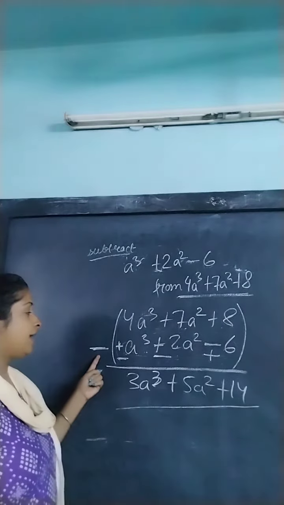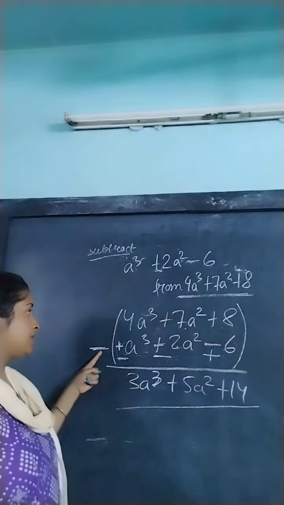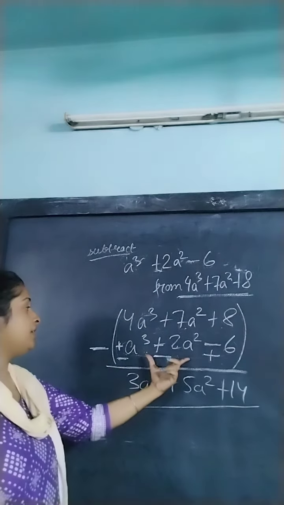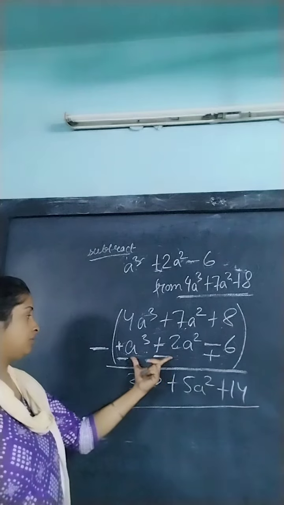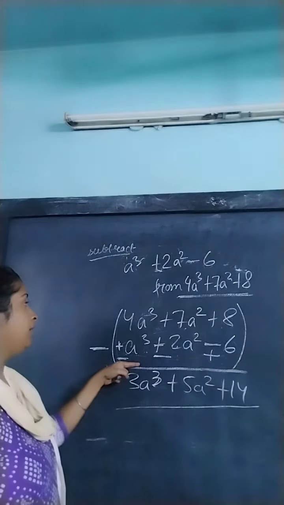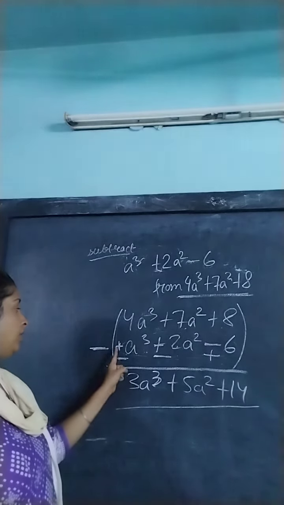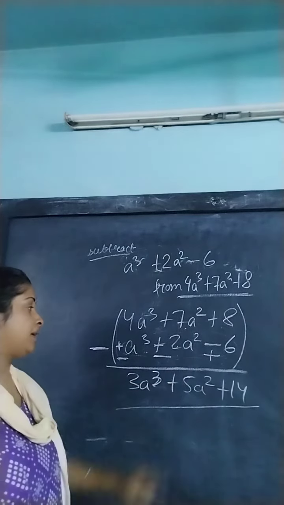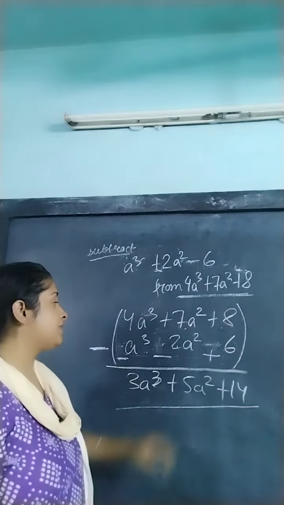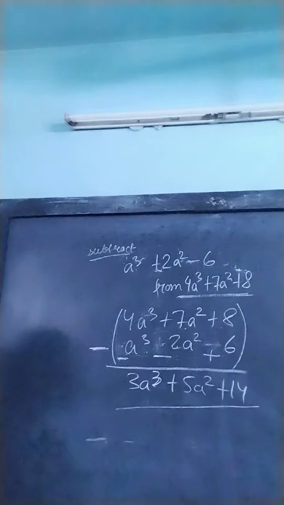The sign and the symbol will change. Since the first one will be subtracted from the second one, the symbols of this polynomial, that is the polynomial written in the second position, will change automatically. All the plus will become minus and minus will become plus, and we will consider the changed symbol now. We will not consider the initial symbol, and we will do the calculation in this way.